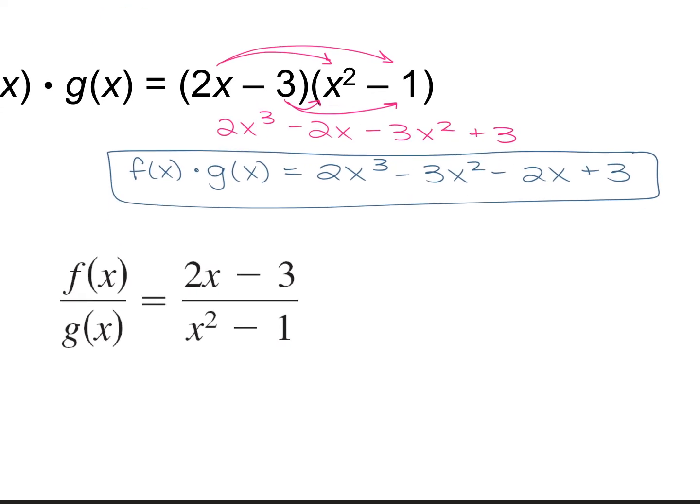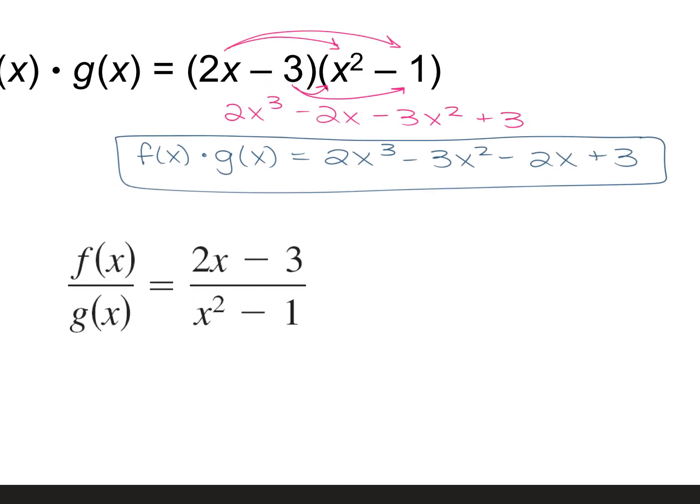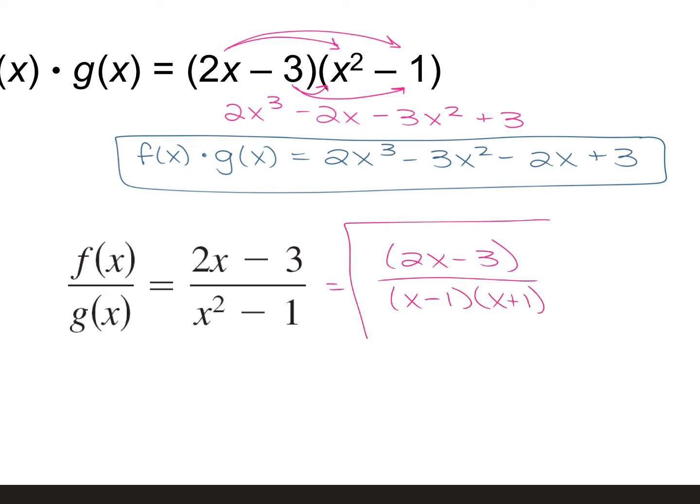And then for our last example on this page, we have f of x divided by g of x. So it gives us 2x minus 3 over x squared minus 1. That x squared minus 1 does factor, so we're just going to factor it to be 2x minus 3 over x minus 1 times x plus 1. From here, you cannot simplify anything because there is nothing that is the same on both the top and the bottom of this fraction. So that is your answer for this one.